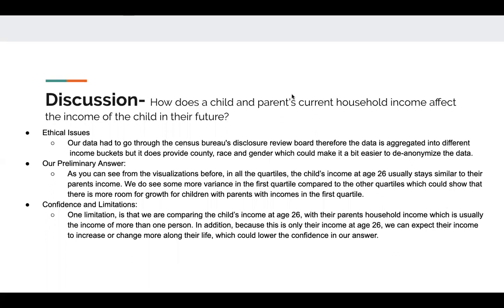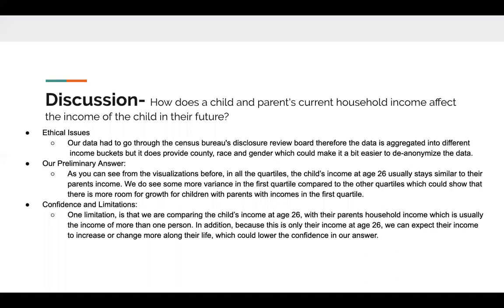So back to our original question of how a child's parents' income can affect the income of their children in the future. Some ethical issues that we could see while we were looking through our data is that our data had to go through the Census Bureau's Disclosure Review Board. Therefore, our data is aggregated into different income buckets, but it does provide county, race, and gender, which could make it a bit easier to de-anonymize the data.